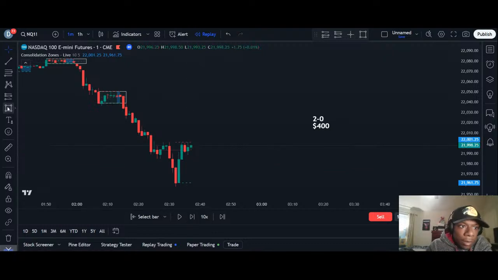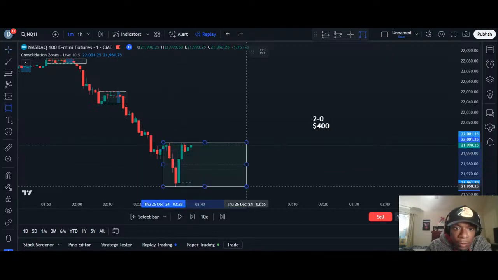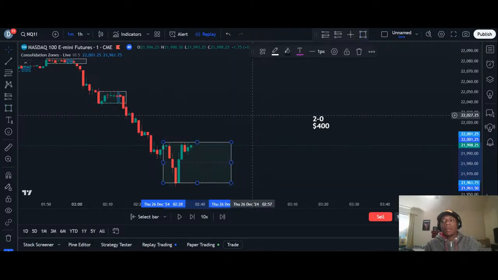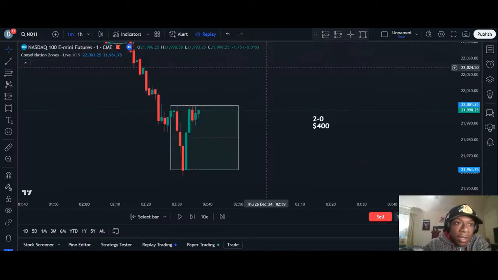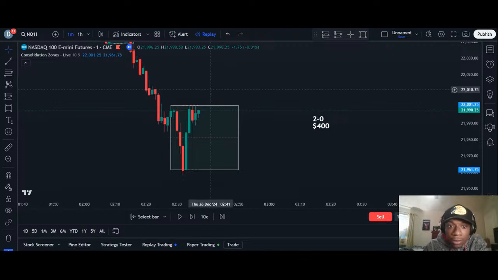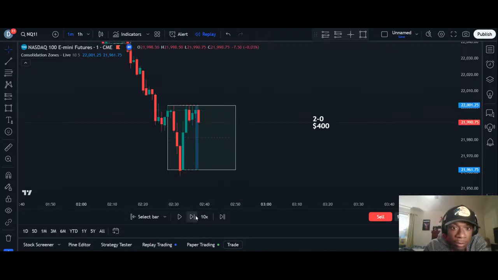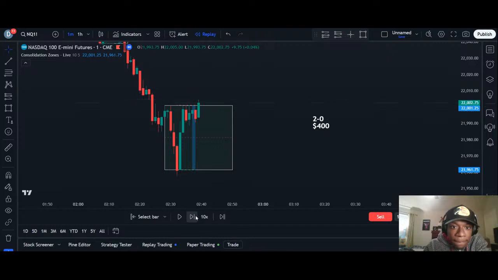All right, there we go. We got a zone. Okay, we're gonna wait for the close, but I'm saying the same thing over and over again. But I mean, this is the strategy, bro. You place a box around the zone and you wait for it to close above or below. So boom, we got close above the box.